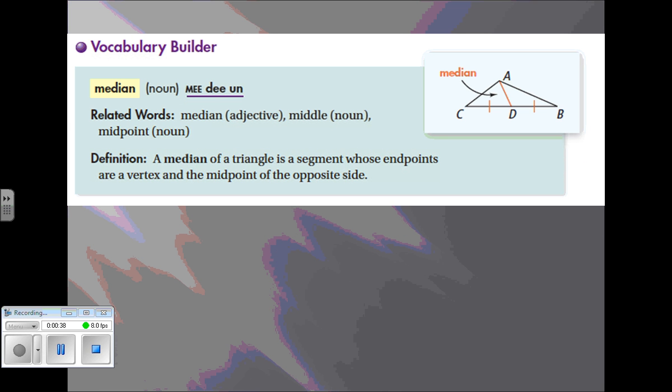Our review word for today, vocabulary, is median. A median of a triangle is a segment whose endpoints are at a vertex and the midpoint of the opposite side. So it's not an angle bisector, even though it cuts an angle into two separate angles, but it cuts the side opposite that angle in half. It's kind of like an angle bisector and a perpendicular bisector put together, even though it's not perpendicular, but you got the idea. It does cut the other side into half.